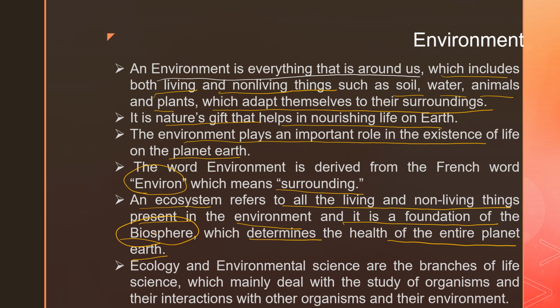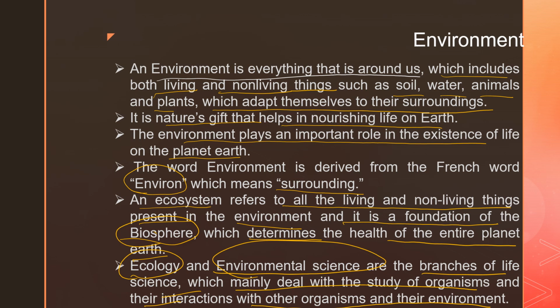Now, ecology and environmental science are the branches of science which mainly deal with the study of organisms and their interactions with other organisms and their environment. These two branches, ecology and environmental science, in higher classes you will be studying. They are branches of life science which deal with the organisms and their interactions with their environment. Right, is it clear? So this is what the environment, in gist, we can tell.